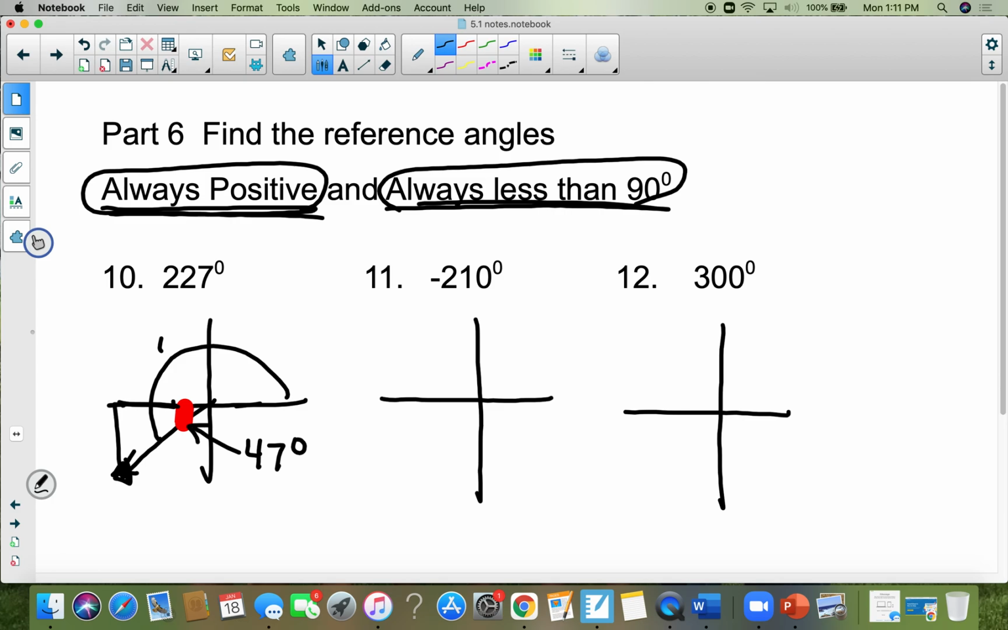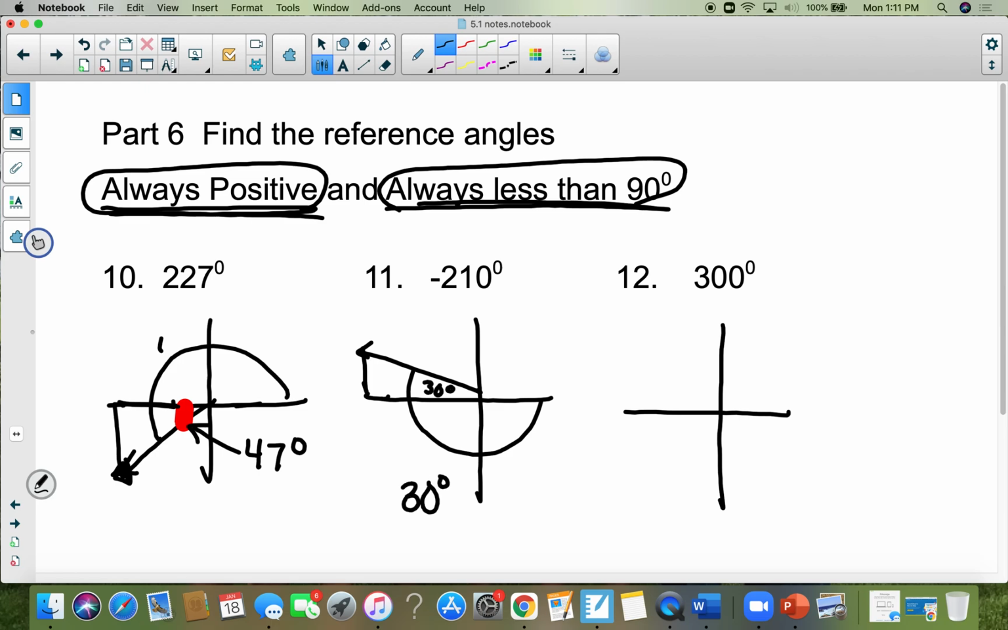Negative 210, I go down here, that's a negative 90, negative 180, and I go past the 180 marker. And always bring it down to the x-axis, never bring it to the y-axis. I went past the 180 marker by 30 degrees. That's called the reference angle.